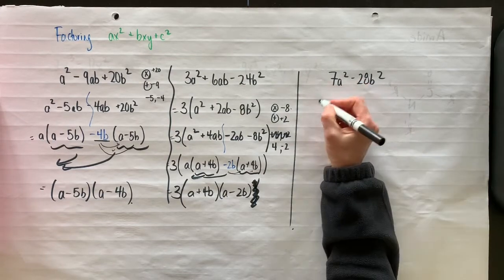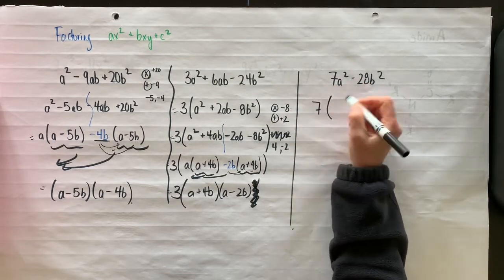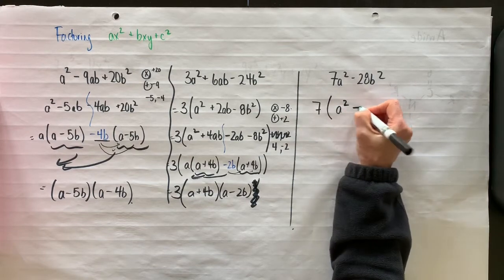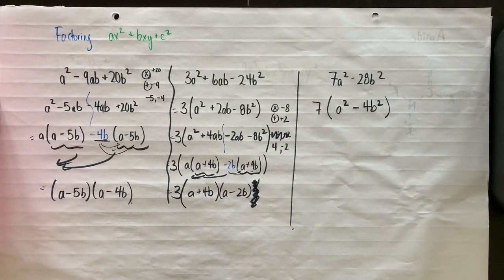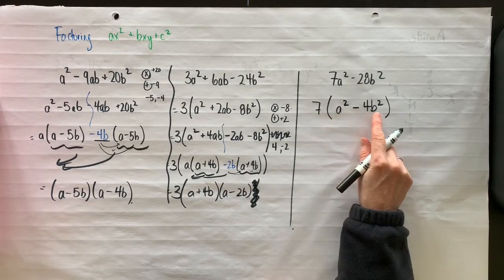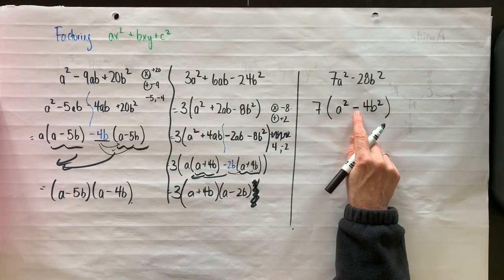7 is a factor of 28. So let's factor out 7. I'm left with a squared minus 4b squared. And from the last lesson, when we look at that, all of a sudden, I don't have a trinomial, I've got a binomial, but that's a square, and that's a square, and it's a difference of squares.